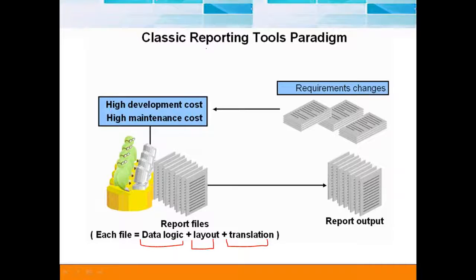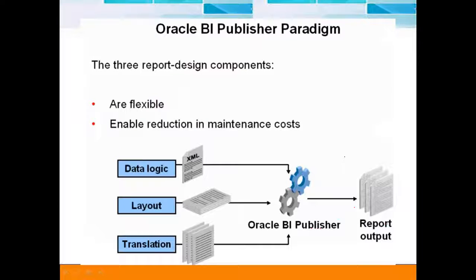As a result, such reports have high development cost and high maintenance cost, because any modification to any one of these elements requires the entire dashboard, the entire report, to be changed. Any requirement change, all reports must be modified, and the report output is exported. But BI Publisher has changed the complete paradigm, a complete model. The reports are divided into three different pieces, the three report design components. They are flexible and overall reduce maintenance cost. The purpose of all these kinds of reports is to reduce maintenance cost.